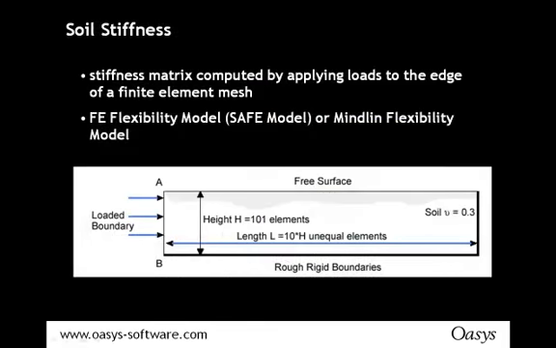Now, the soil stiffness is critical to how the model behaves, and the stiffness matrix is computed by applying loads to the edge of the finite element mesh. And there are two types of soil stiffness matrix. One is the finite element flexibility model, which is a SAFE model, and this basically SAFE has been used to produce the matrix. And the other is the Mindlin flexibility model, where the Mindlin equations have been used to create the stiffness matrix.